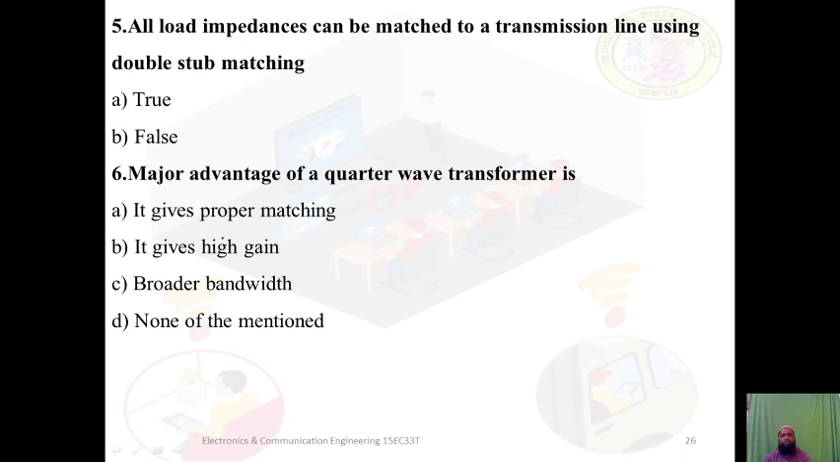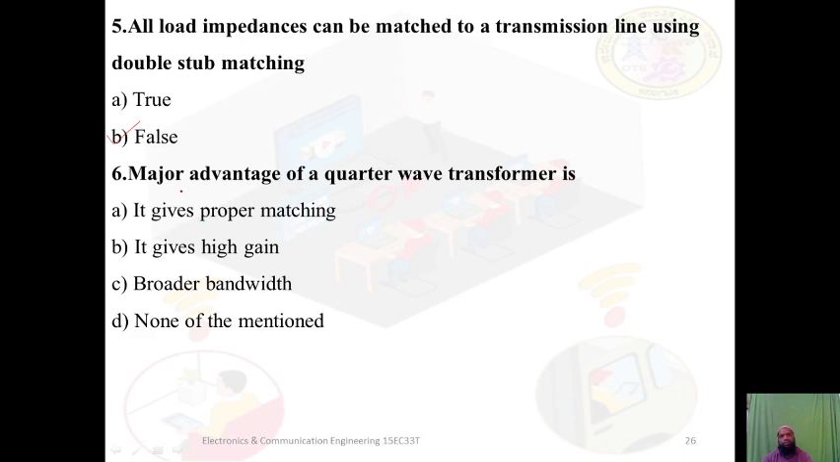So what is the answer? We discussed in the session that there are some points where it cannot be matched. So all load impedances cannot be matched to a transmission line using double stub matching. So this statement is false. To match all load impedances, we need to use a triple stub tuner.